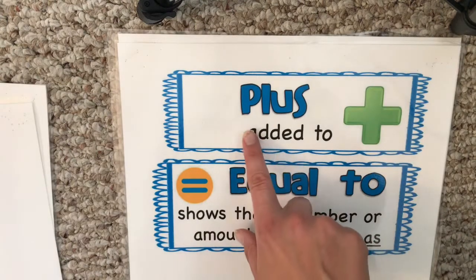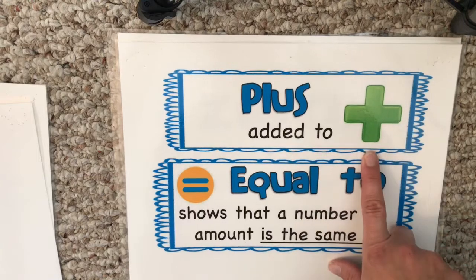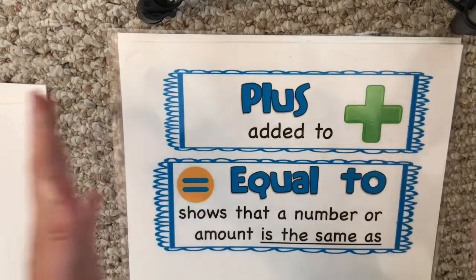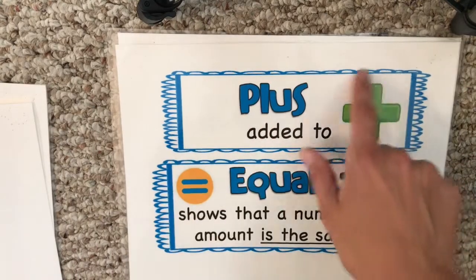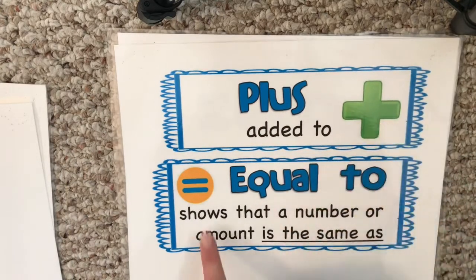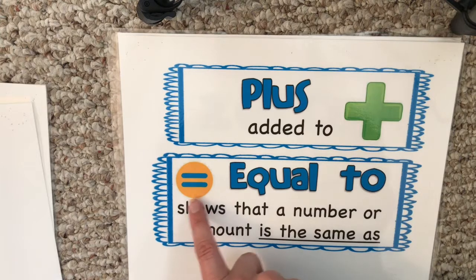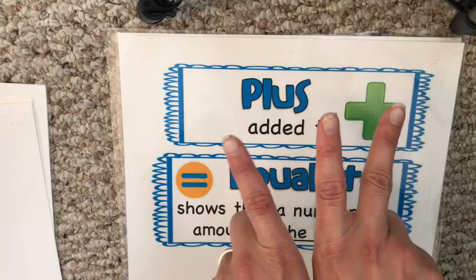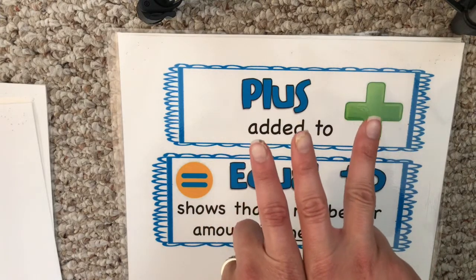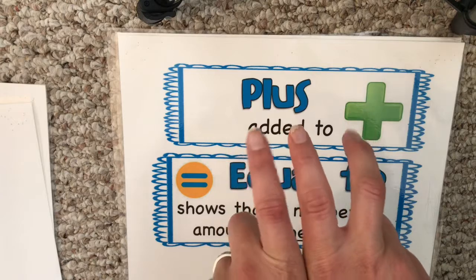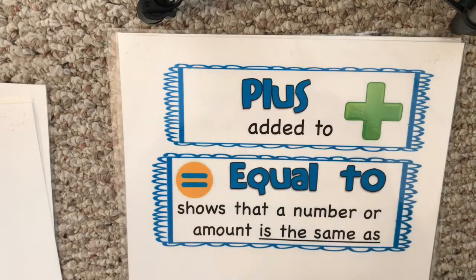Okay. Plus, here's our plus sign. Plus means added to. Okay, that means we're taking something and putting it together. When we do that, we use a plus sign. Equal to. Okay, equal means it shows the same number or is the same amount as. So for example, 1 plus 2 is the same as 3, or it equals 3. Okay, the number 3 is the same as 1 plus 2.